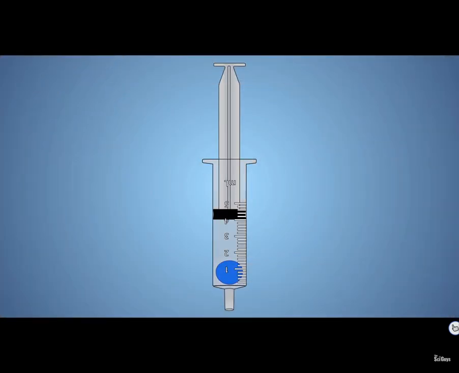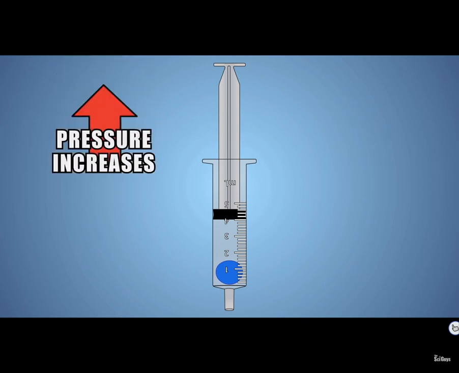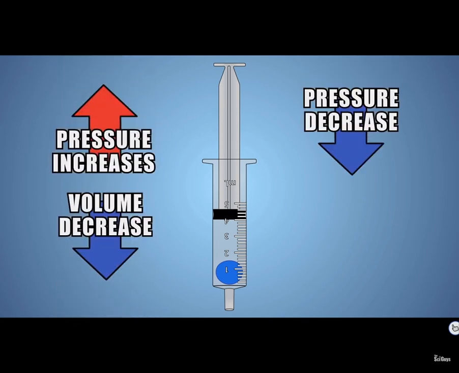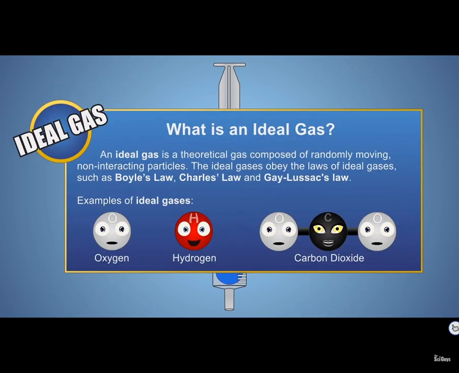Let's look at this experiment a little closer. Boyle's gas law states that when a fixed amount or mass of an ideal gas is kept at a constant temperature and in a closed system, then its pressure and volume are inversely proportional. What this means is, when pressure increases, volume decreases, and as pressure decreases, volume increases. An ideal gas is a theoretical gas composed of a set of randomly moving, non-interacting particles. Under normal conditions, many gases such as oxygen, hydrogen, and some heavier gases like carbon dioxide will behave like an ideal gas.